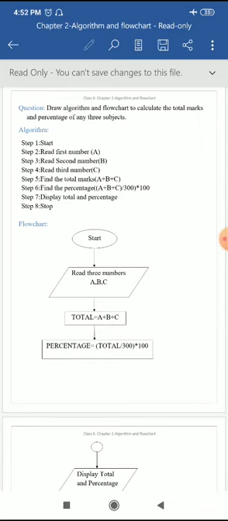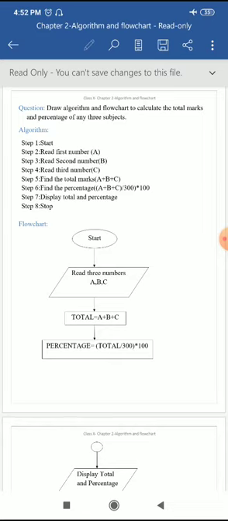First will be start. Every algorithm starts with step 1 start, and the last step will be step n stop. Then second is read the first number, that will be a, then the second number b, the third number c, then total will be found as a plus b plus c. Then you will find the percentage. How do you find it? A plus b plus c divided by the total, and since three subjects, 300, into 100. So you will get the percentage and display.